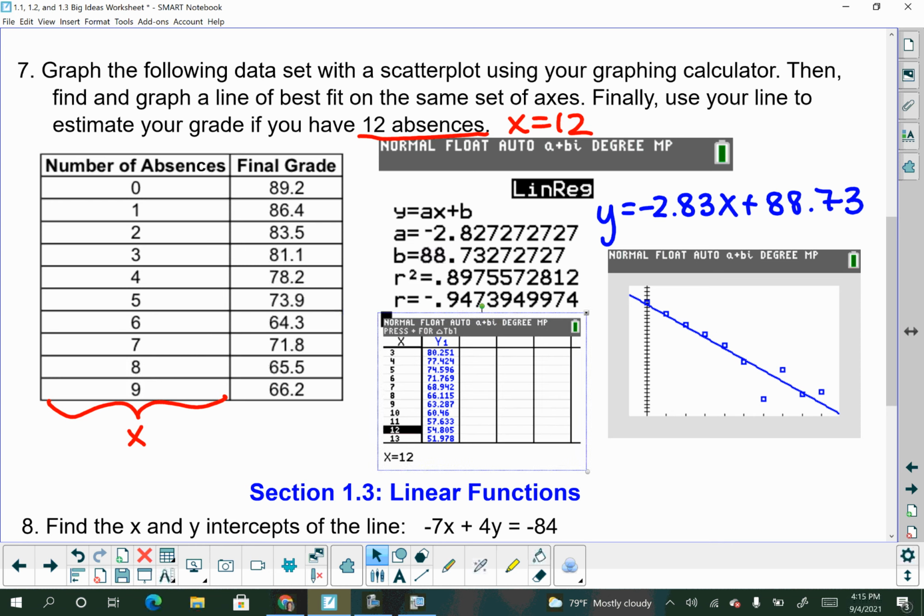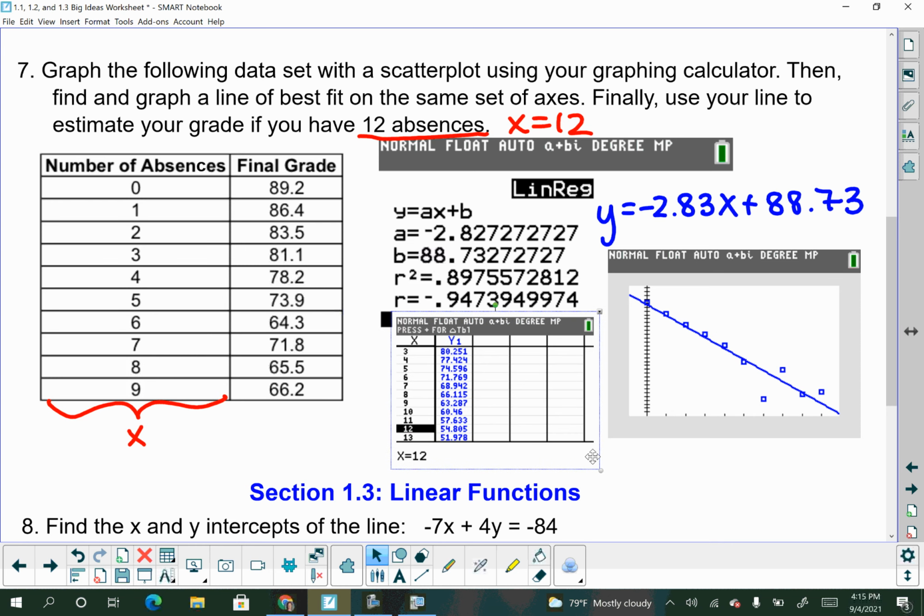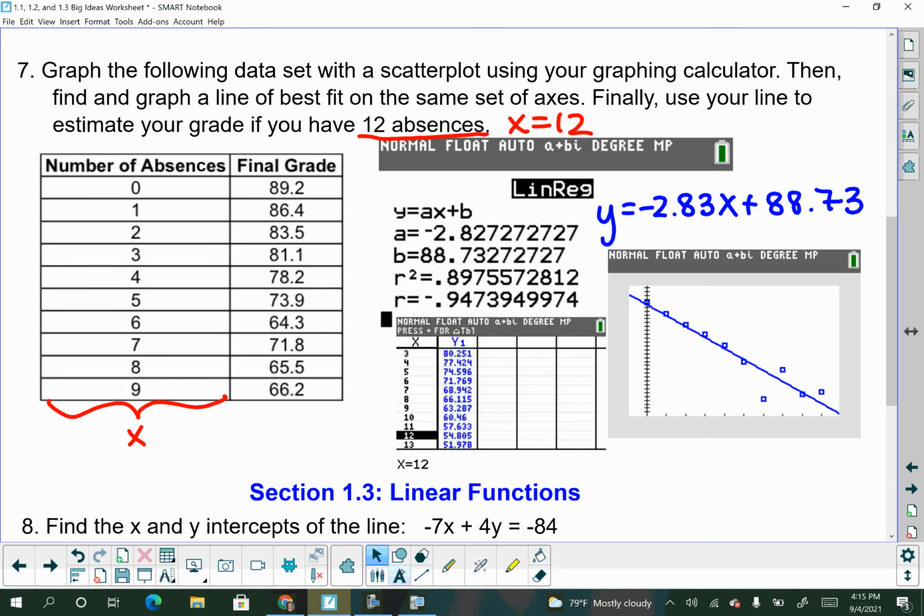So we're going to say that is our final grade. 12 absences, we have a y of 54.8 would answer that question. Okay, so we got our scatter plot from stat menu, stat edit, we put our data in. If we went to stat calculate, we could do the line of regression, and then we can evaluate our equation once it's in y equals, or just plug the number in from that.